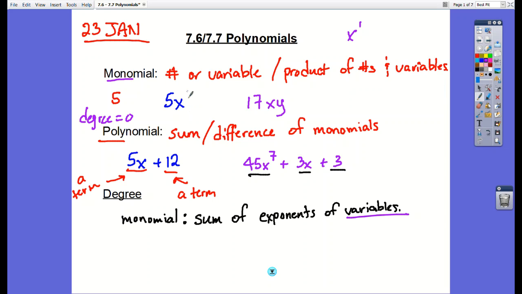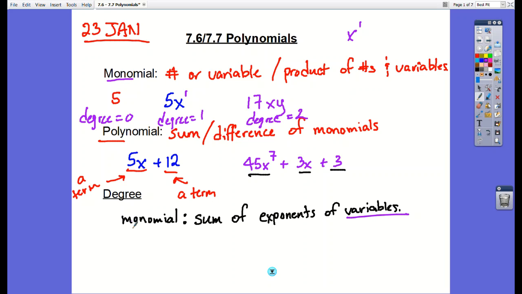So then what about this next one? This would have degree, what's the exponent on the variable? Well, it's a 1 here, so this has degree 1. Now the actual definition is the sum of the exponents. So what is the degree in 17xy? There you go. Our degree equals 2.